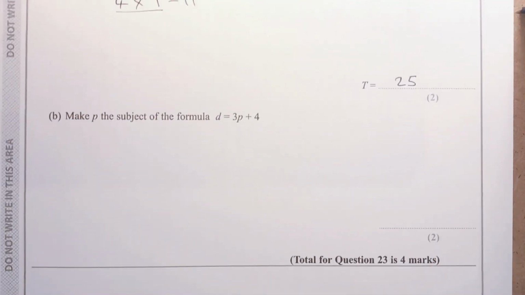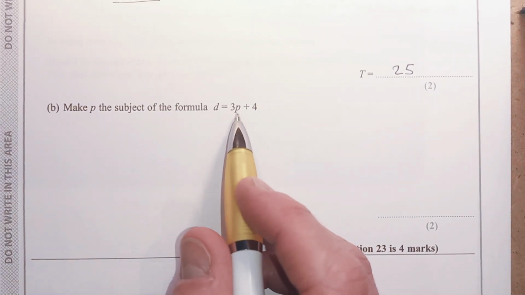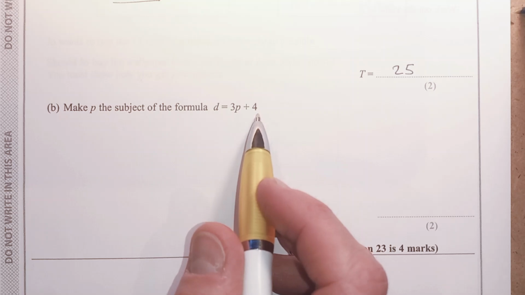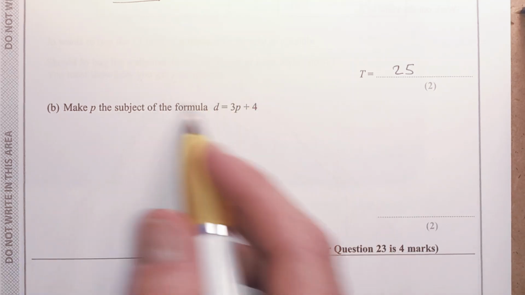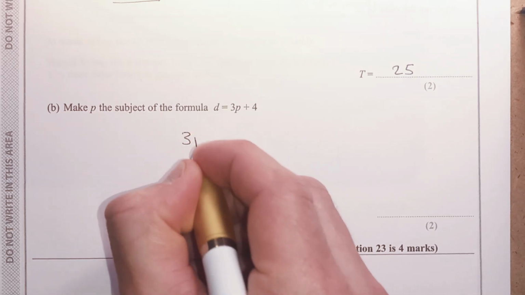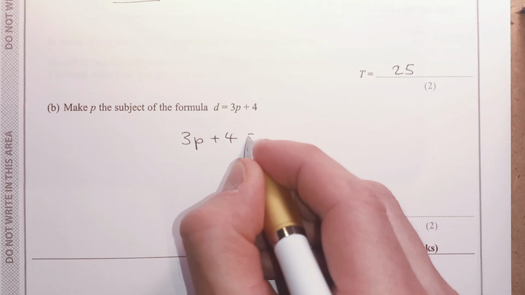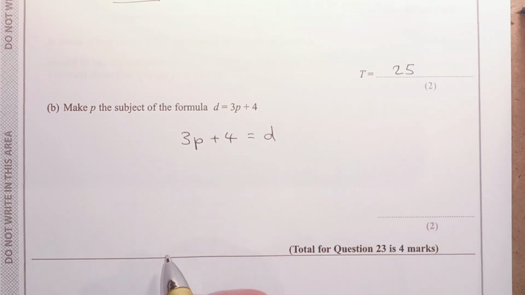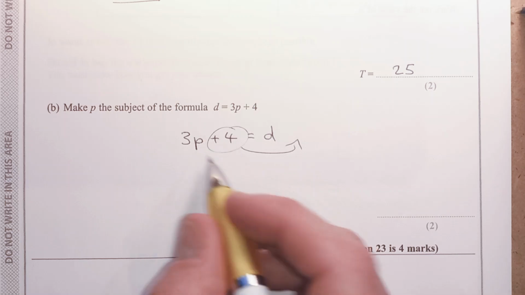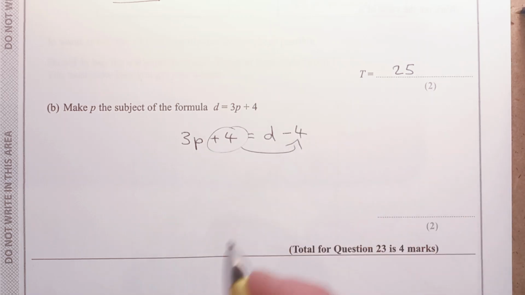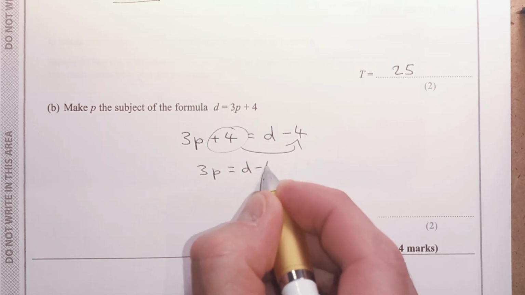And for part B, make p the subject of the formula D equals 3p plus 4. Well, because we want p the subject, I'm going to turn this the other way around. I'm going to start off with my p's on the right, on the left. So 3p plus 4 equals D. Now I want to get rid of the 4, so move it over. To get rid of it, move it the other side, it becomes a minus 4. So we get 3p equals D minus 4.